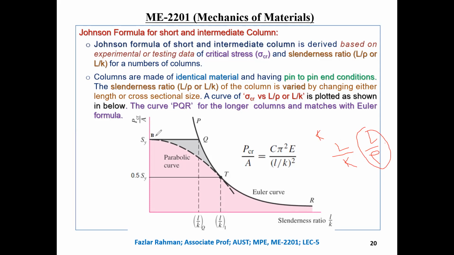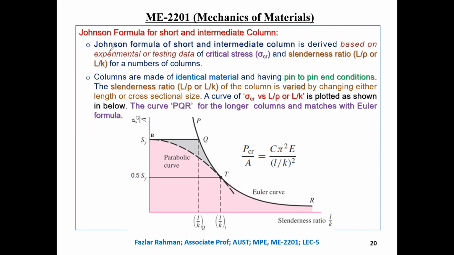So he made a graph. Along the vertical axis he put sigma critical, not P critical, actually sigma critical, because it is P critical by area. Along the horizontal axis, he put the slenderness ratio, L by K. Now he tests the columns in the lab and takes the data when each one fails.